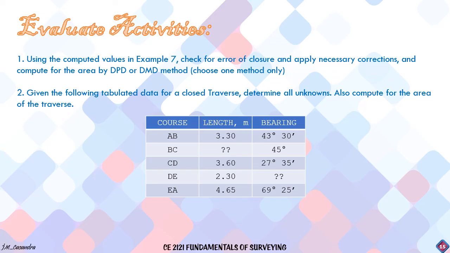So for your evaluate activities, using the computed values in example 7, check for any error of closure and apply necessary corrections, and compute for the area by either DPD or DMD. We choose only one method for your activity. And then number 2, given the following tabulated data for a closed traverse, determine all unknowns and also compute for the area of the traverse. So don't forget to apply corrections if necessary.